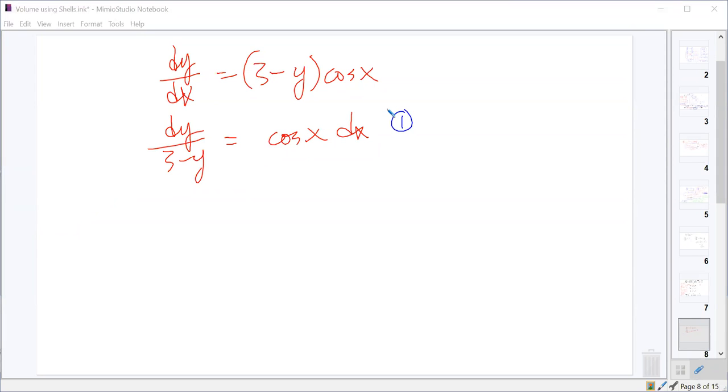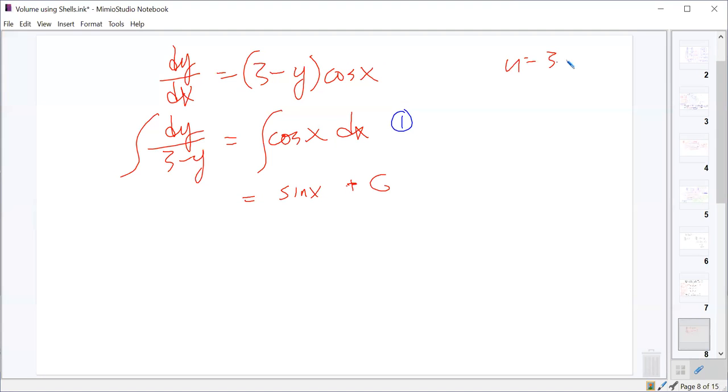All right, next is integrating both sides. The right-hand side should be easy. The integral of cosine x is sine x. Don't forget your plus C on the right-hand side. And then on the left-hand side, dy over 3 minus y, that one requires you to do a u substitution.